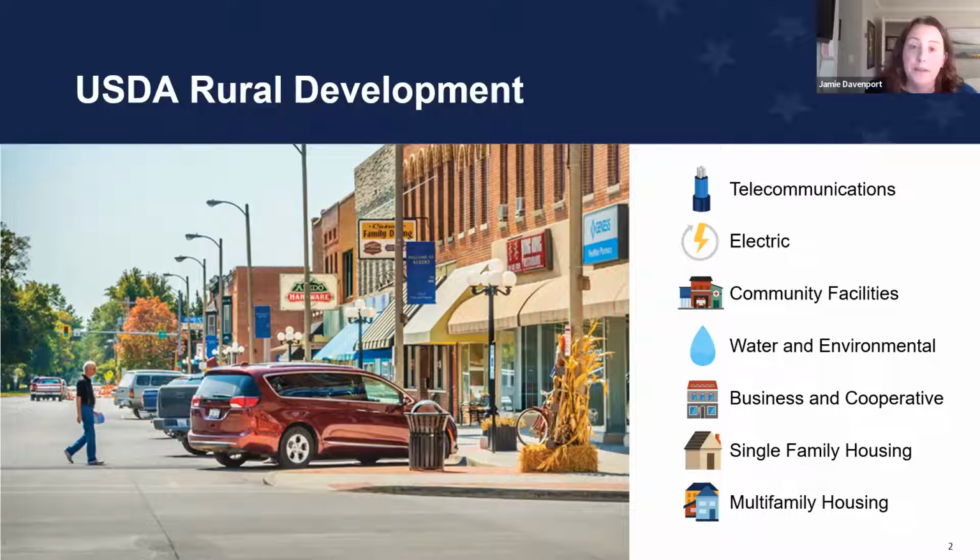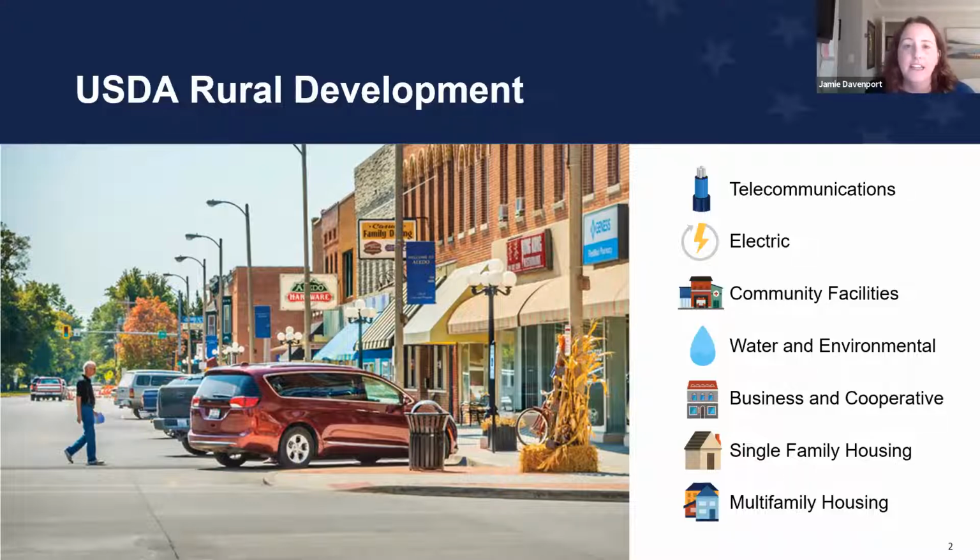I also want to mention rural communities. We say that all the time. Unfortunately, if you're familiar with RD, you may already know that each program has its own definition of what rural means. That's just the way the programs were established by statute. So as we go through each program, we'll talk about what those population limits are.